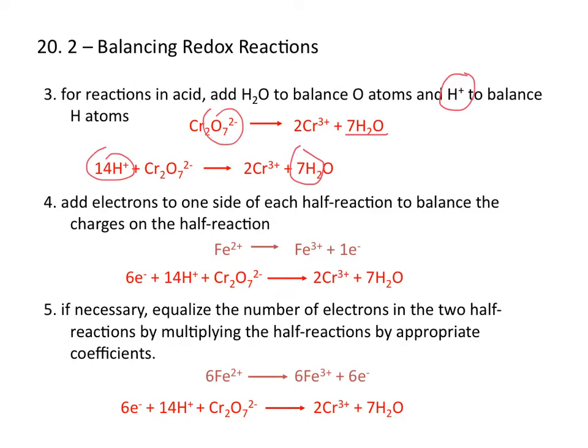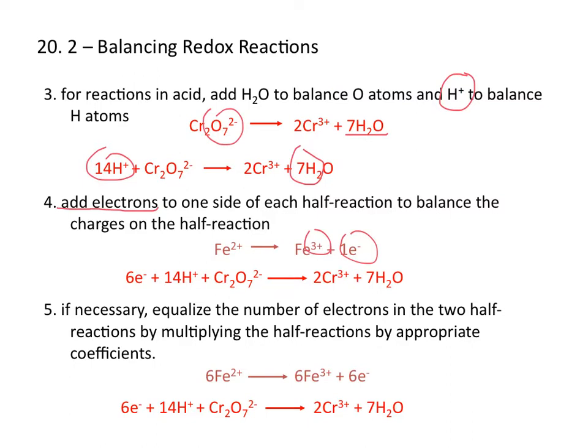The next thing we do in this step 4 is we're going to add electrons to each side of the half reaction to balance the charges that are present. So Fe2+ gives me Fe3+. So 3 plus 1 minus is going to give me plus 2. So by adding 1 electron, I balance the charges on both sides.